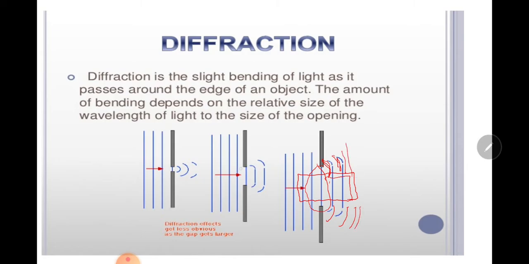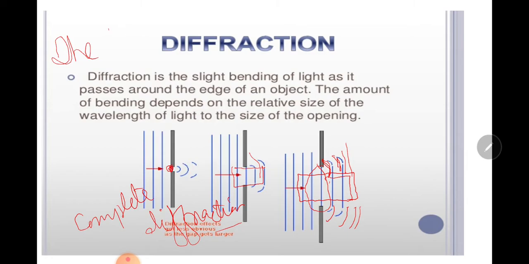Now, here the size is smaller. The slit is even smaller, so diffraction is more dominant. Here the size is much smaller, so you will see complete diffraction.